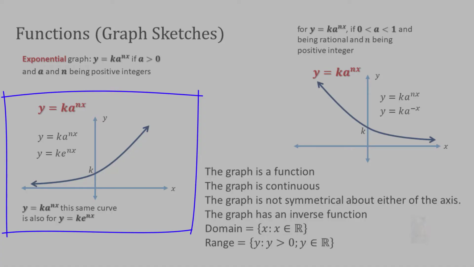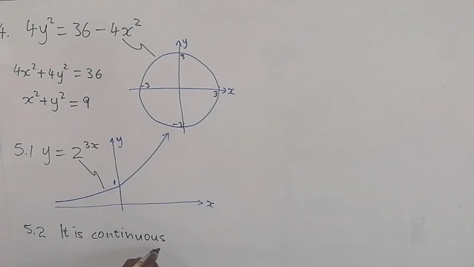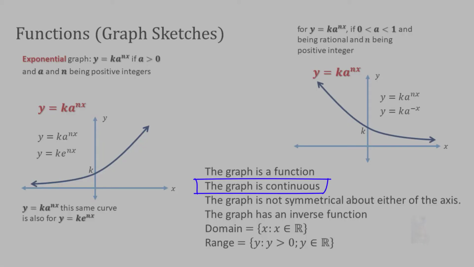Then we have a follow-up question for this. They are asking us if this graph is continuous or not. Oh yes, it is continuous, because you do not lift your hand when you draw it. That's how you know it is continuous. When you don't lift your hand when you're drawing your curve, you are sure it is continuous.